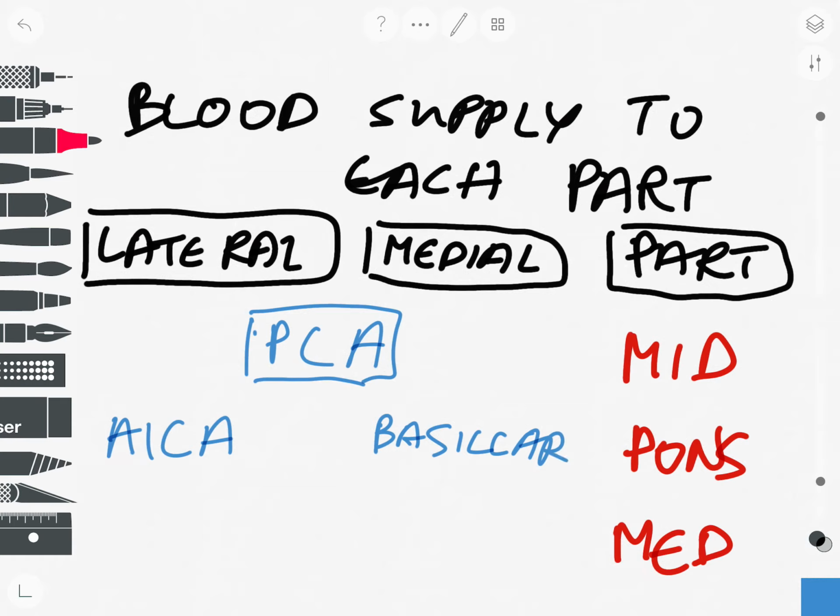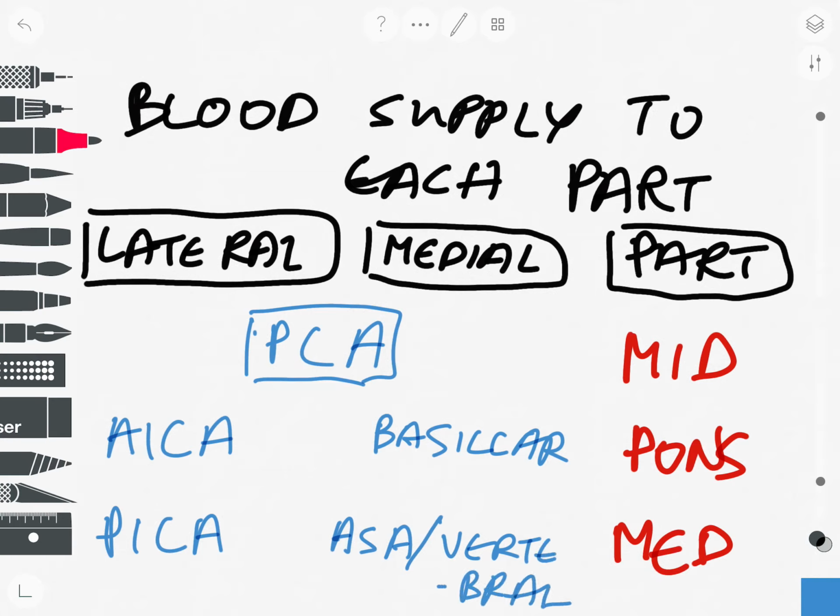Now, right underneath the AICA, what do you have? You have the PICA, the posterior inferior cerebellar artery, and right under the pons you have the medulla. So they're very intuitive. You don't even have to think about it. The AICA is above the PICA, just as the pons is above the medulla. And the artery that supplies the medulla is the anterior spinal artery or the vertebral artery. Now, if you know your anatomy, you'll know that the vertebral artery eventually becomes the basilar artery. So that's very intuitive as well. And you know that the basilar artery will eventually give rise to the PCA as well.